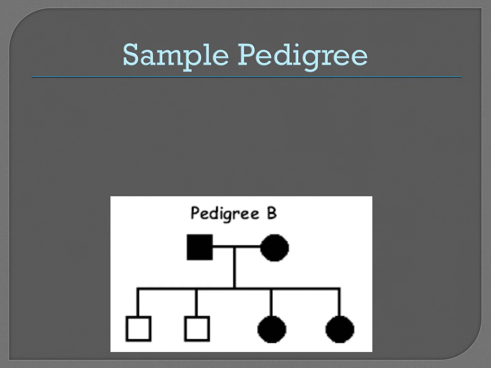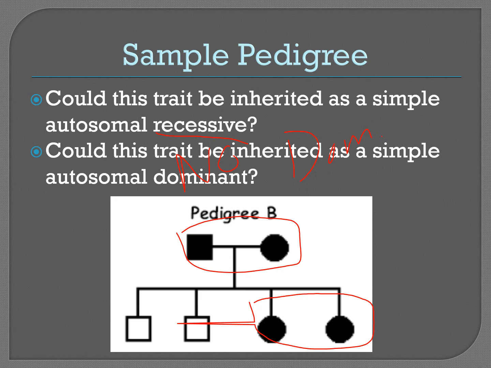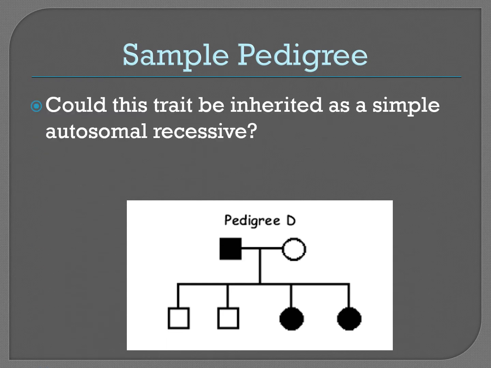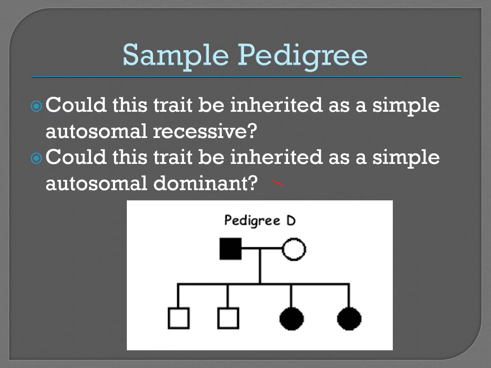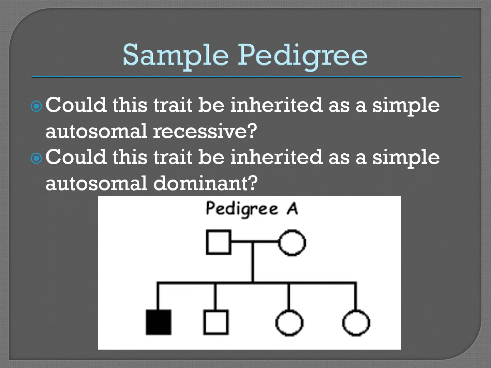So a sample pedigree. Let's do a little problem with you. Could this be inherited as a simple autosomal recessive? Is this a recessive gene? No. Why? At least one person in every generation has it. So this is dominant. Is this recessive or dominant? Dominant. Why? Because every generation has it. Recessive or dominant?